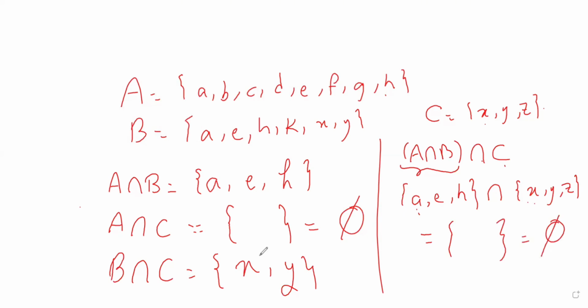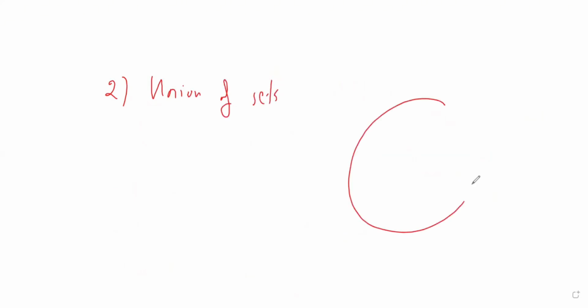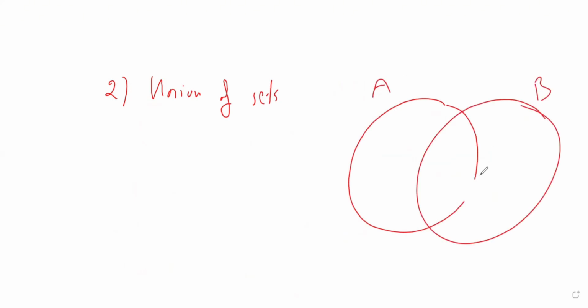Okay, so now let's move to another operation, which is the union between two sets. This is part 2, which is the union of sets. Supposedly we have the set A, and this is the set B. What do we mean by union? In Arabic, it means اتحاد, which means all of them. So in the union we take all the elements of A and all the elements of B, regardless whether they are common or not.